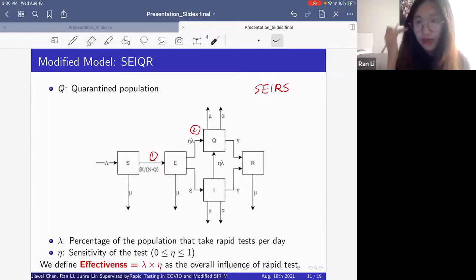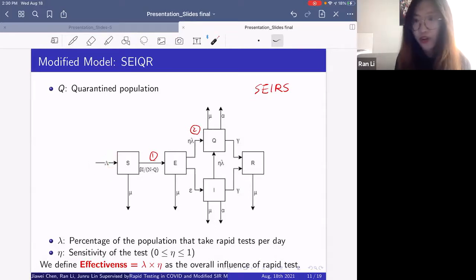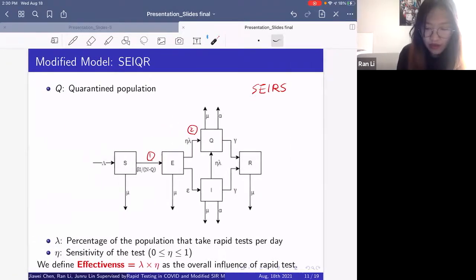What is big lambda? Big lambda is population inflow. So it is kind of like natural birth rate. It's not exactly a rate, but it's natural birth. You can think of it that way. Okay, so I will continue.